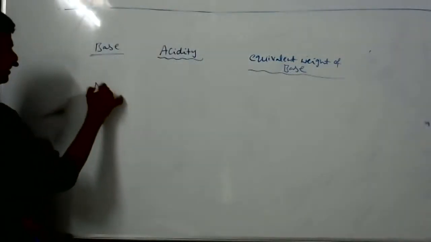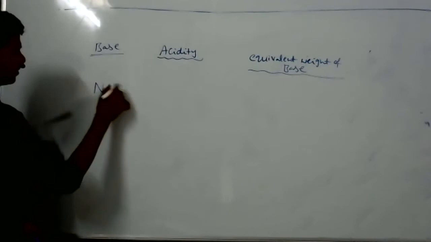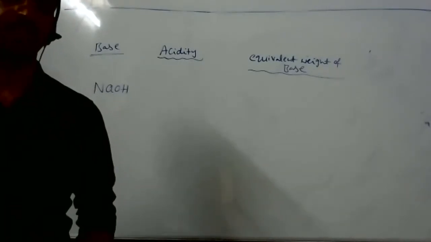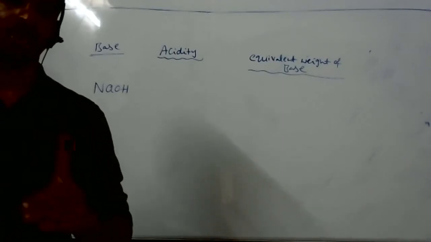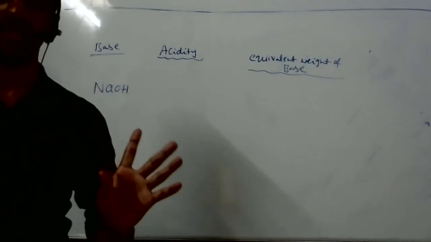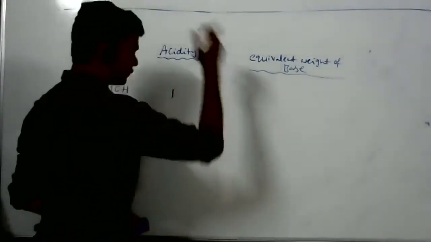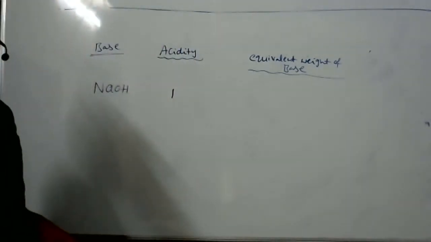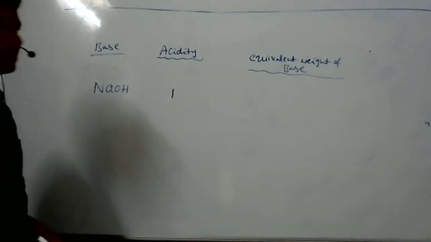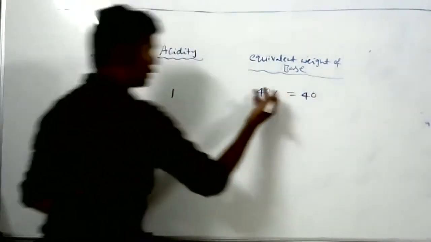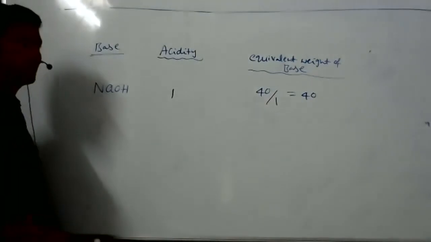The first base is NaOH, sodium hydroxide. How many OH groups are there? Only one. So in aqueous solution it gives only one OH minus ion, so its acidity is 1. The molar mass of NaOH is 40. So 40 by 1 is 40. Its equivalent weight is also 40 only.